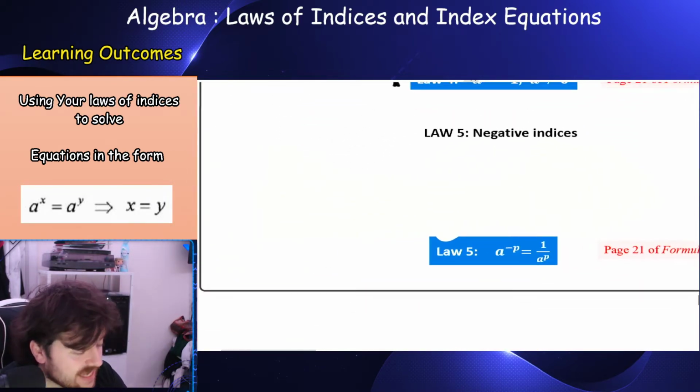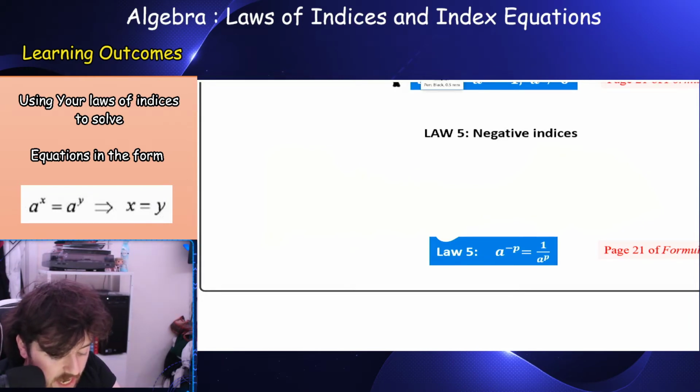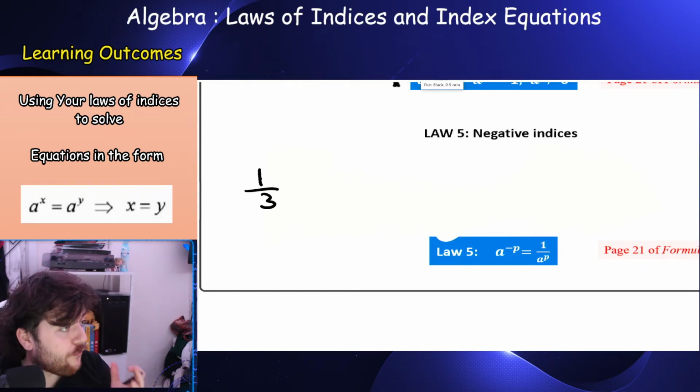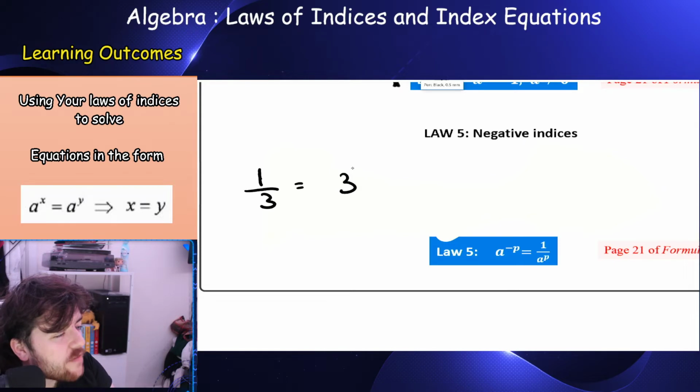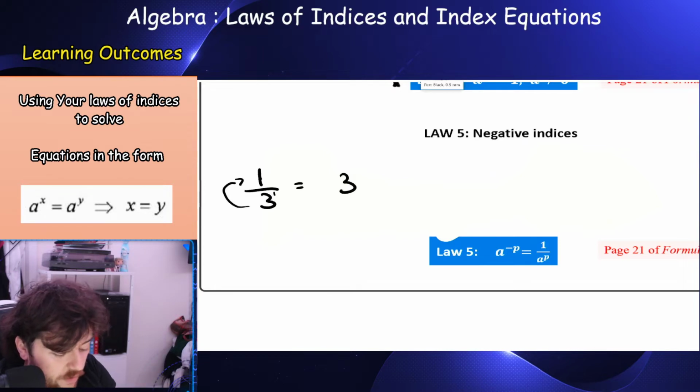Now we have negative indices. And negative indices, how do they work? Well, what they just mean here is if I have, say, 1 over 3, 1 third, a fraction, that is the same as if I bring this 3 above the line here. That's the same as 3, but I change the sign of the power. So if I'm bringing the 3 up, I have to change the sign of the power. So that's just a 3 to the power of 1, and when I bring that up, that becomes 3 to the power of minus 1.